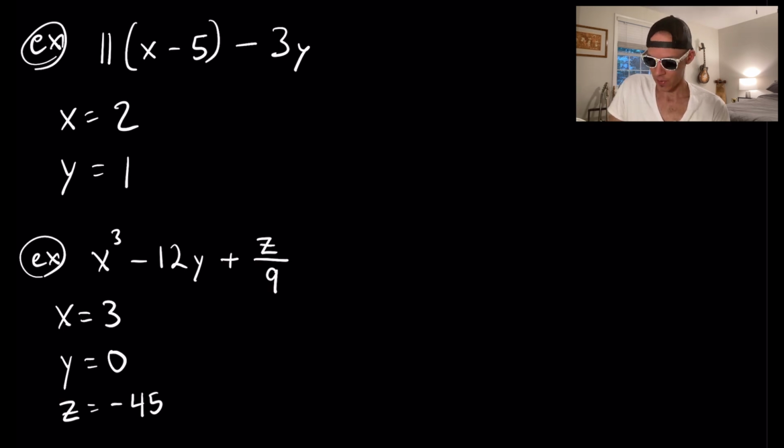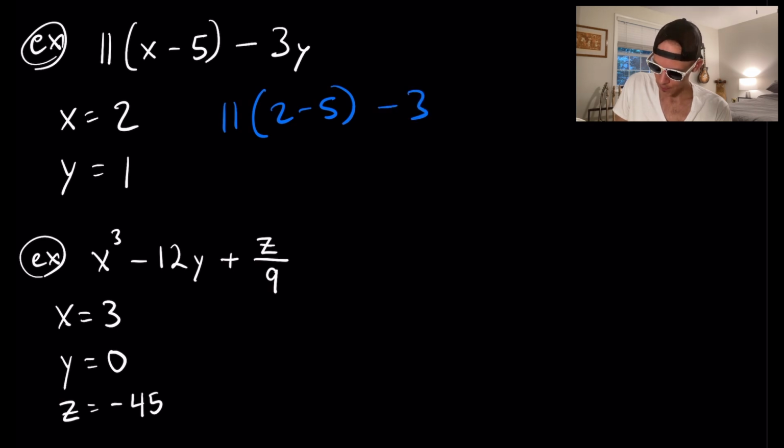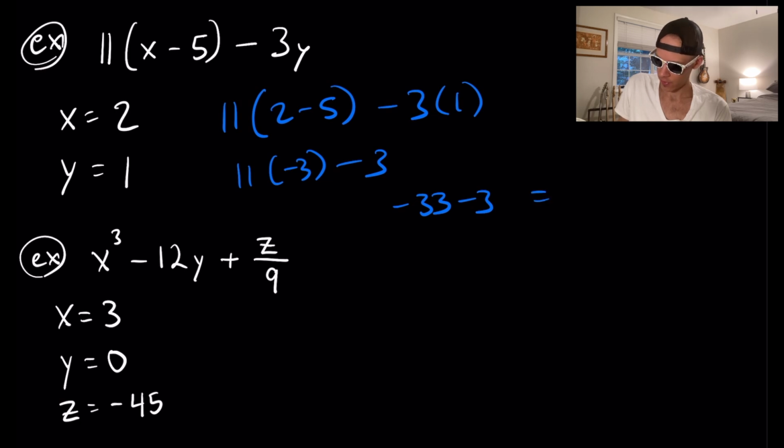11 times x minus 5 minus 3y. X is 2, y is 1. Plug and chug. 11 times 2 minus 5 minus 3 times 1. So 2 minus 5 is negative 3. 11 times negative 3 minus 3 times 1 is just 3. 11 times negative 3 is negative 33. Got minus 3 is going to give us negative 36.